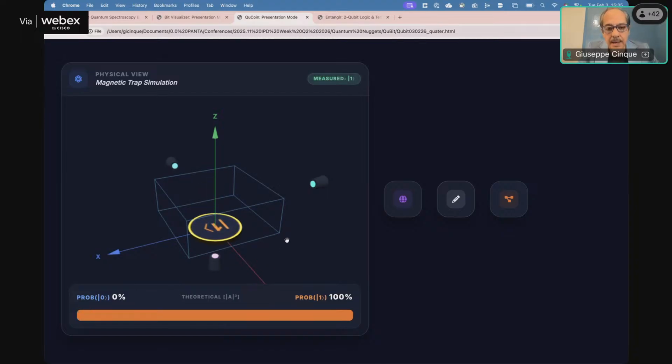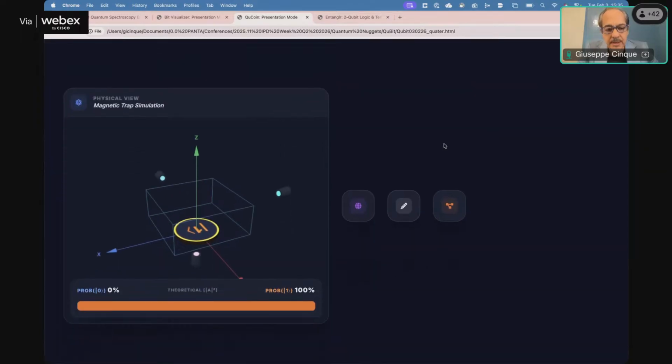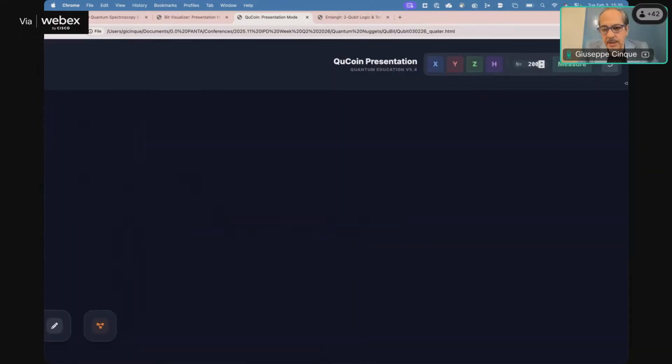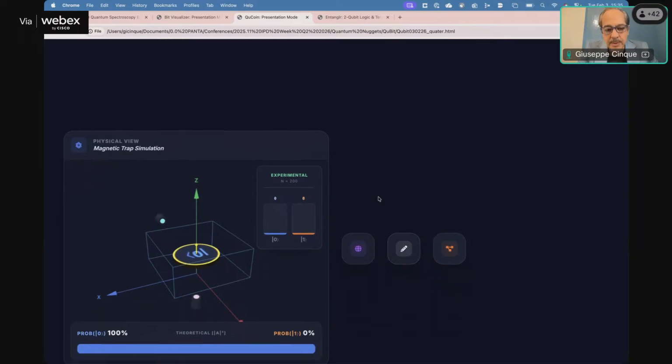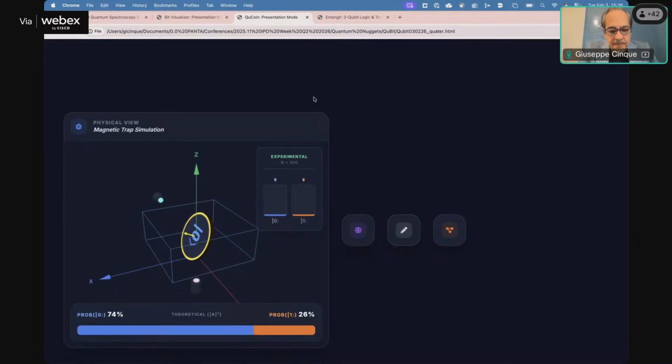Yeah, now it's 1. And I can also repeat this experiment n times. For example, let's put 200. So now I'm going to do an experiment where 200 coins will be used, repeating the experiment 200 times. So for example, let's turn the coin 74%, 26%. This is the a priori probability.